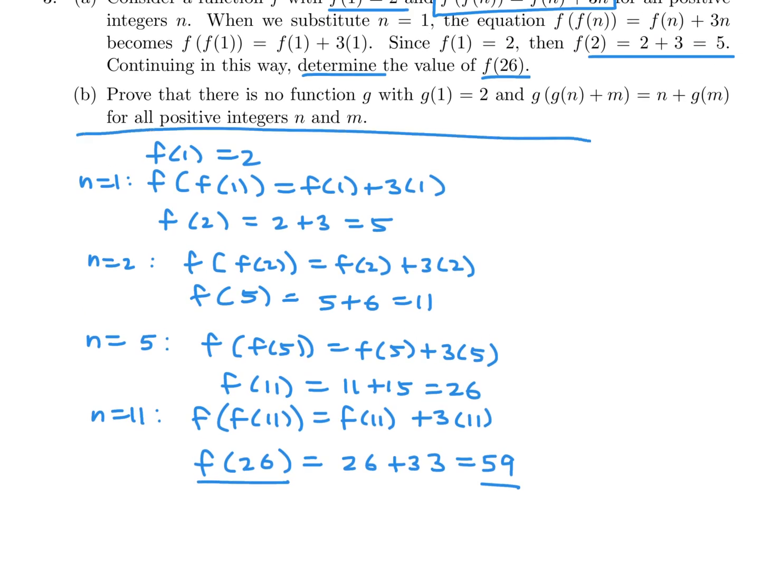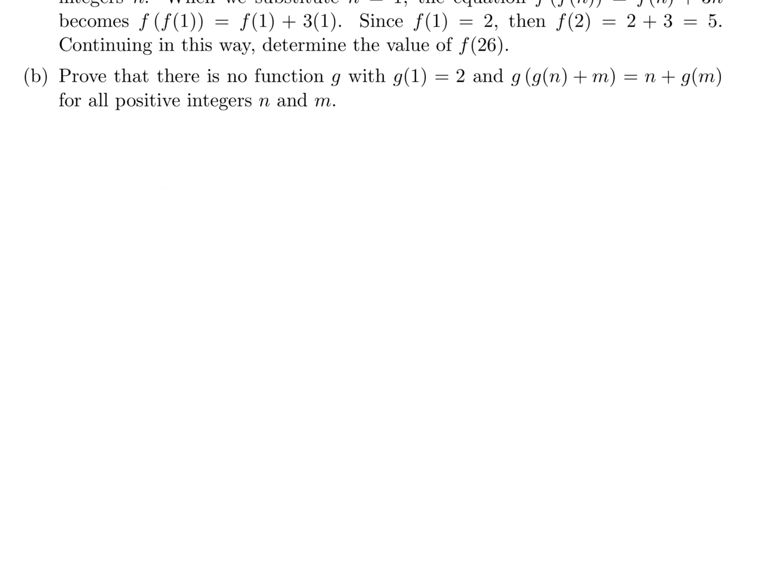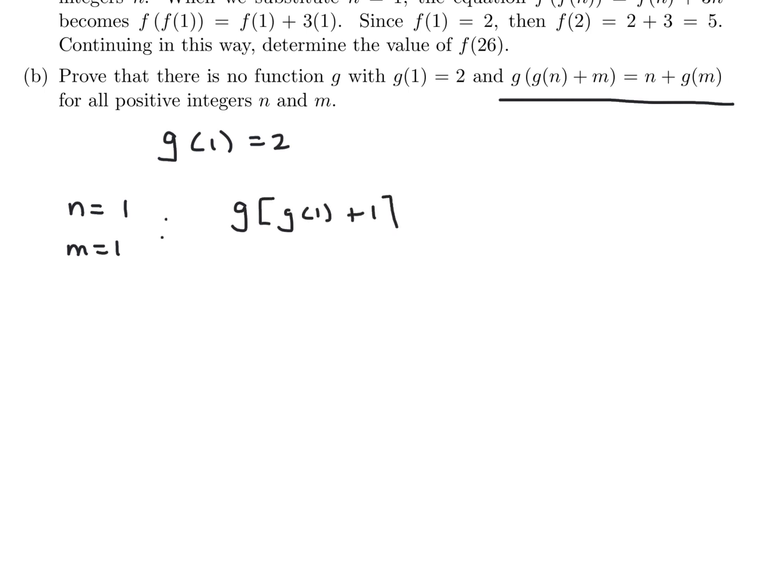Prove that there is no function with g at 1 equal to 2 and g at n plus m is equal to n plus g at m for all positive integers n and m. So similar, I think. I don't think there's anything too different here. We're given some very basic stuff, and then we're given this equation, and that's pretty much all we have to work with. So let's just try n equals 1 like we did, and then m equals 1 and see what happens. So g at 1 plus 1 is equal to 1 plus g at 1.